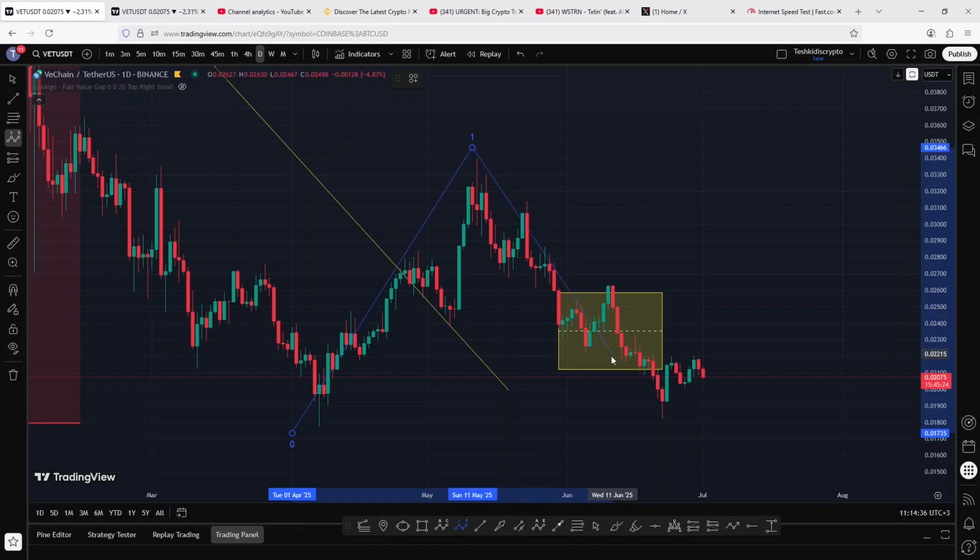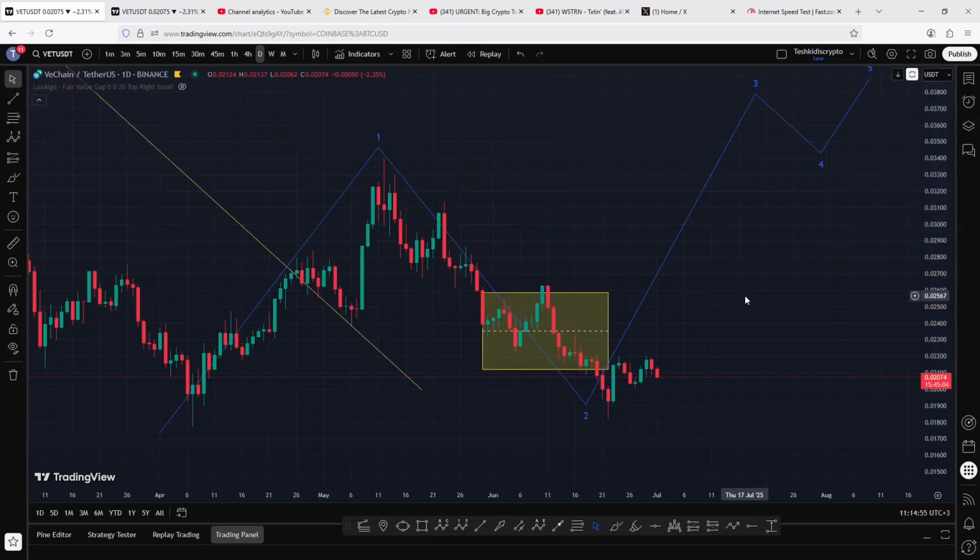And having seen the formation of that first wave, whatever we should expect next is a retracement in the formation of a second wave. And once we have a low in place in the formation of that wave 2, we should expect another bounce in the formation of a wave 3, then expect a wave 4, and then continue pushing even higher in the formation of that wave 5.